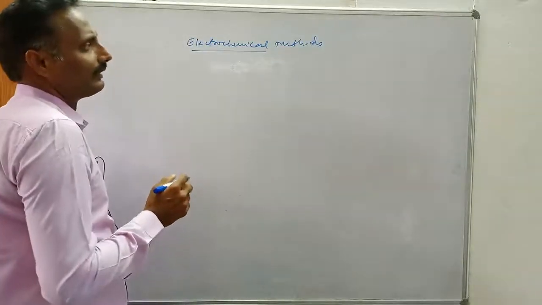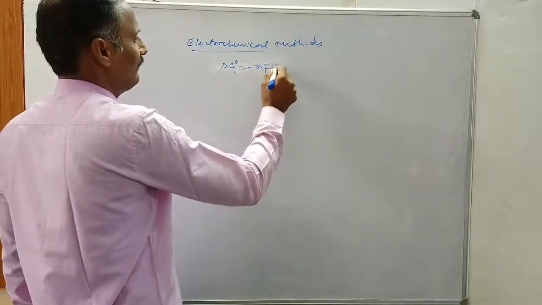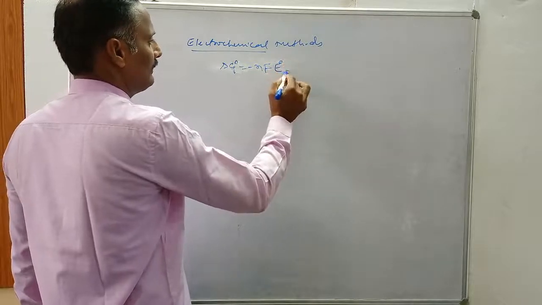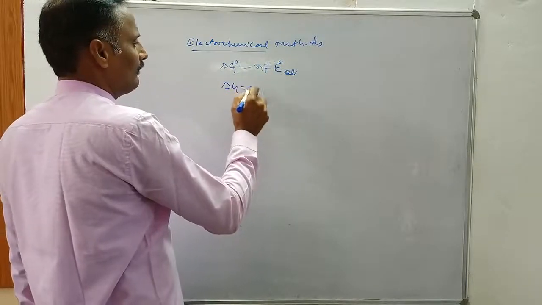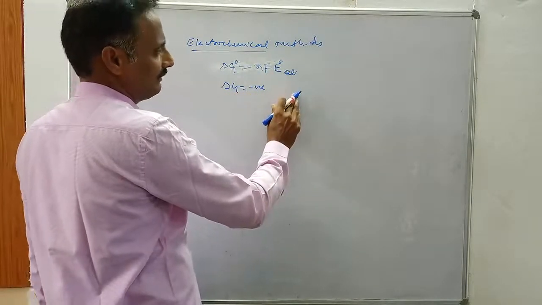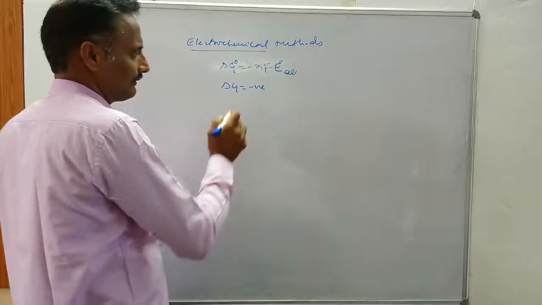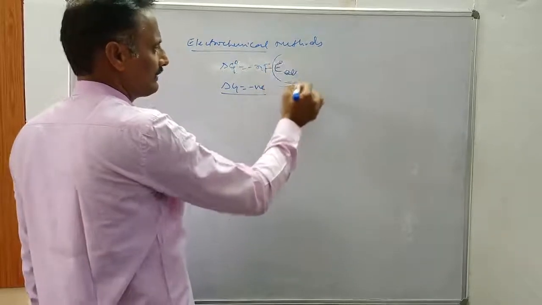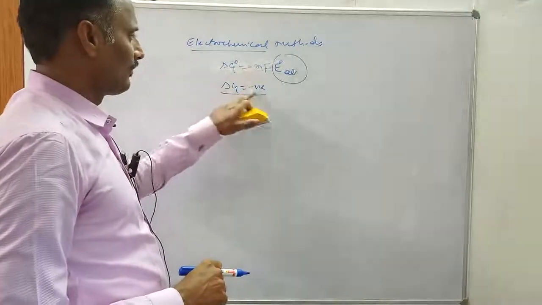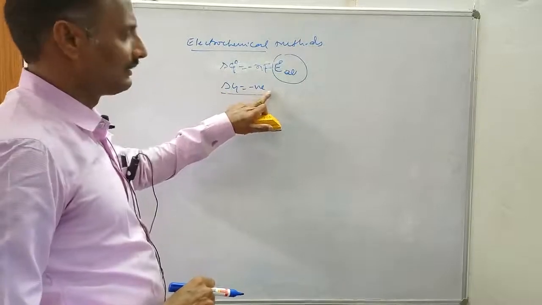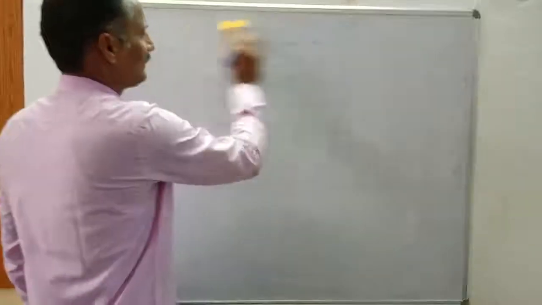value, and also depend upon E0 cell values. That is, delta G0 equals minus nFE0 cell. If E0 cell is a positive value, delta G becomes negative. If delta G is negative, the process is spontaneous, that is, it is easy to extract metals by passing electric current. It is the positive value of E0 cell that leads to the negative value of delta G, then that process is feasible. Based on this principle, we are extracting aluminium by using electrometallurgical methods.